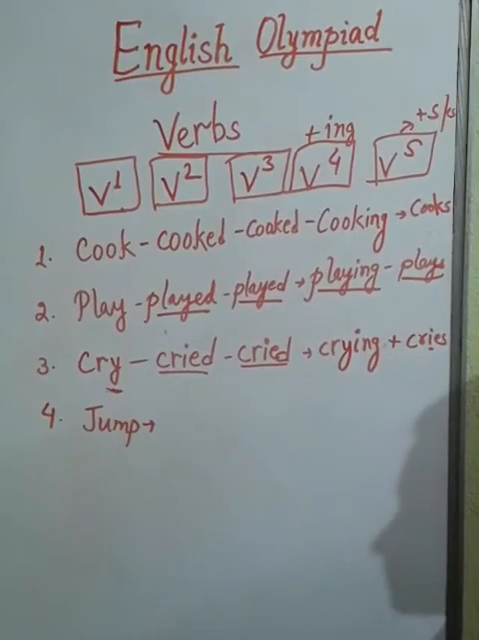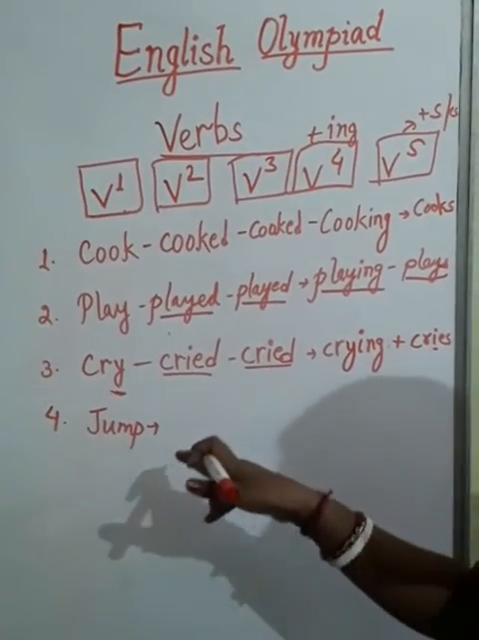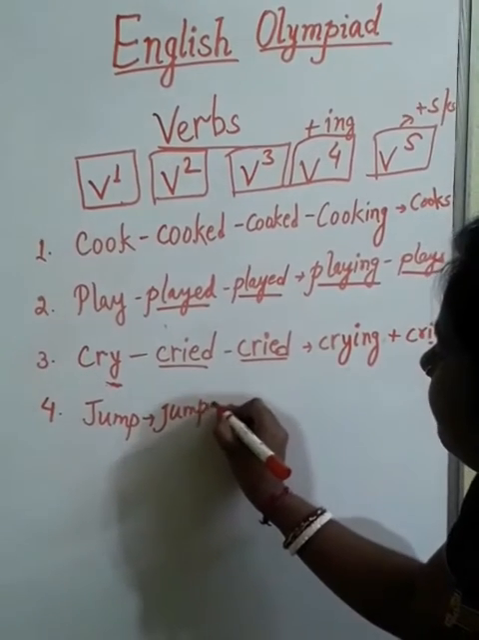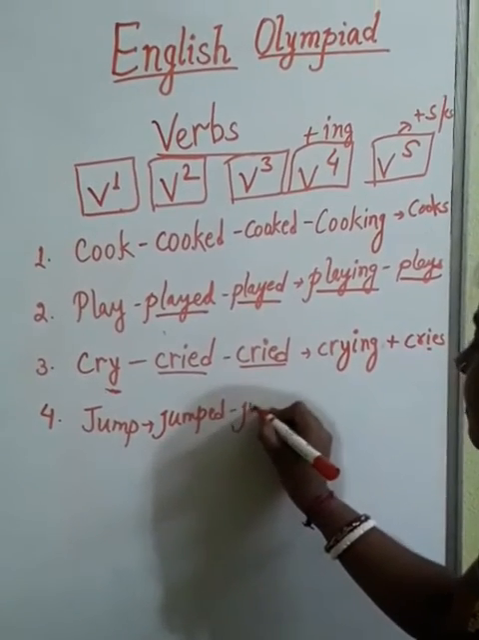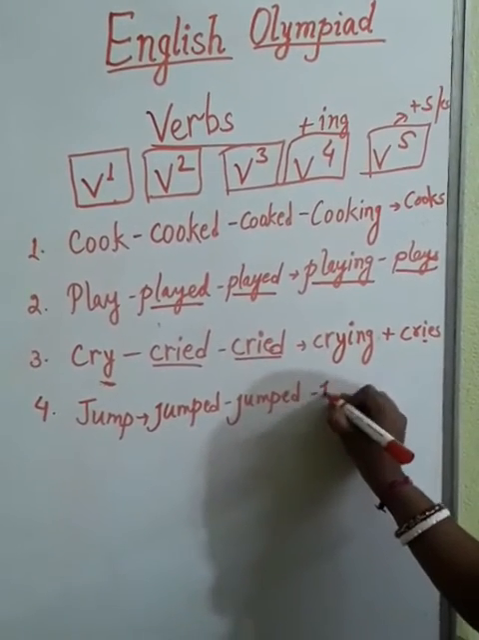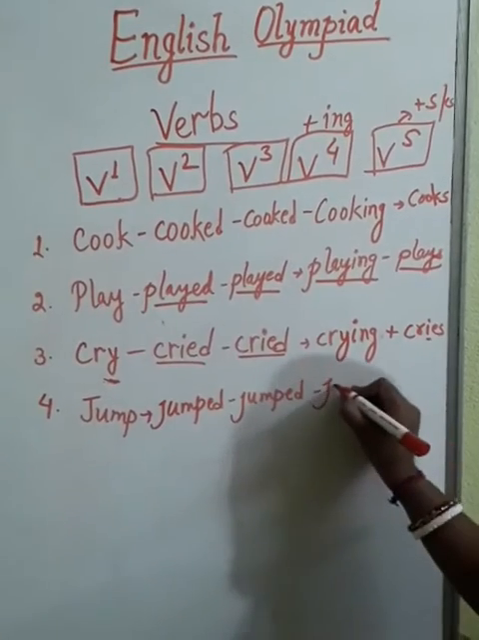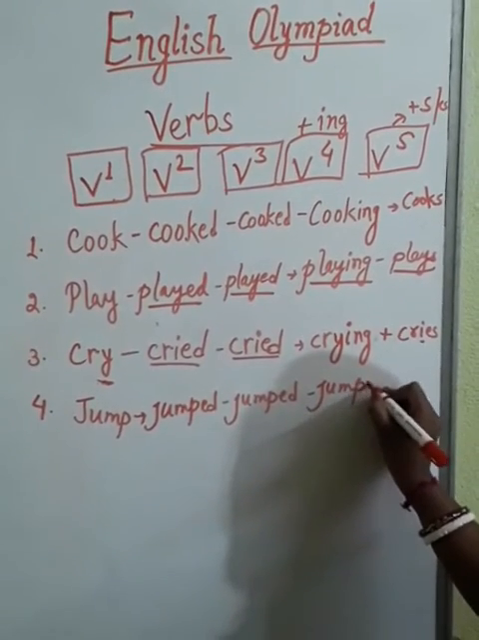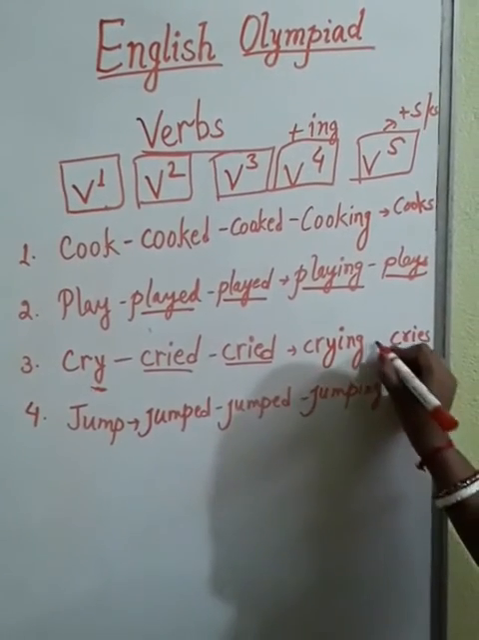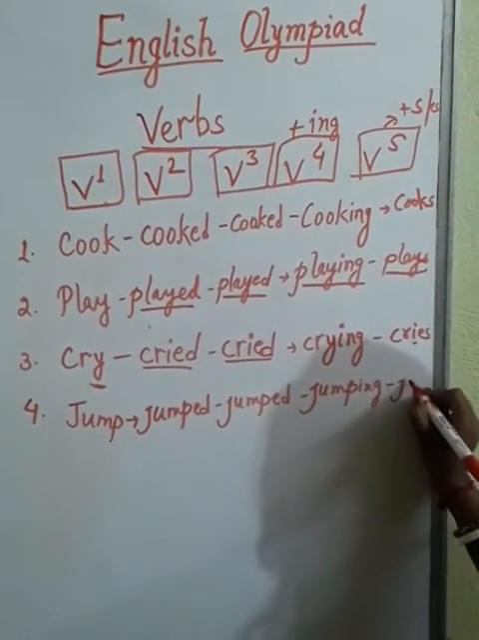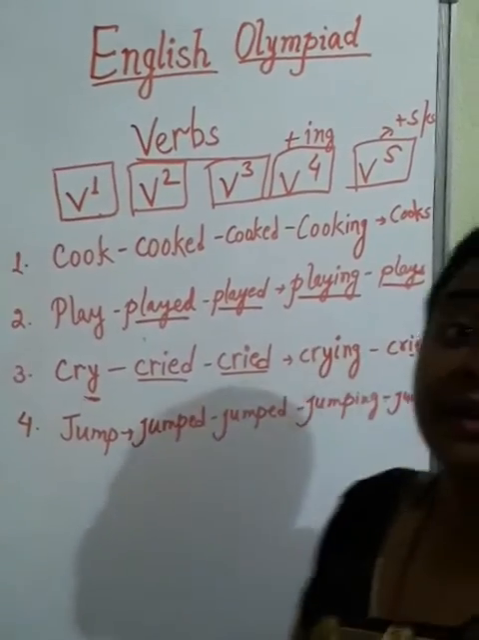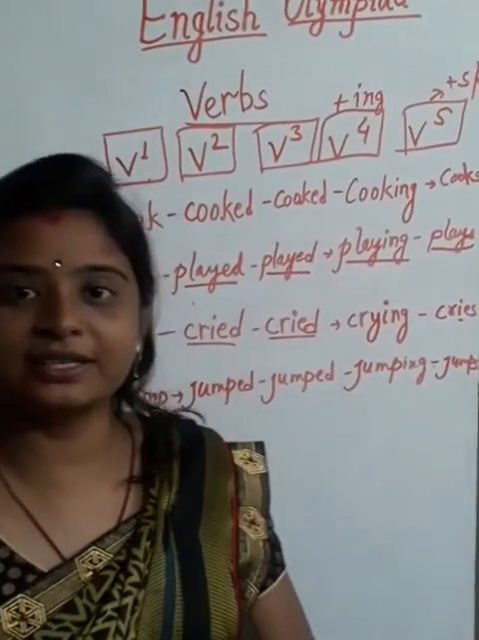Again, I'll give a few more examples of irregular. So let's finish it up. Jump. It will be jumped. J-U-M-P-E-D. Jumped. This V3 will also be jumped. Here this will be jumping. The ing form. Jumping. And jumps. The fifth one will be jumps. J-U-M-P-S. Jumps. So these were the regular verbs. Now I am going to discuss irregular.